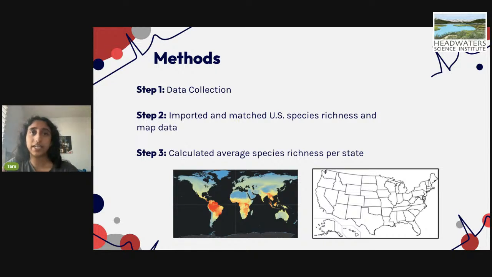Okay, so then we created a computer program using the programming language R, and we imported a map of the US with state boundaries and overlaid it with the species richness heat map. We aligned the coordinate reference systems between the US map and the border map, and then this allowed us to see the species richness per US state. And then we calculated the average species richness per state so that we would be able to see a single species richness value for each US state.